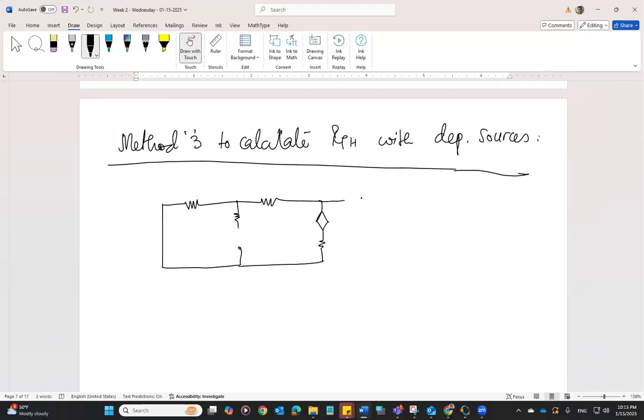And then I'm going to insert a test voltage source over here. And that voltage source, I'm going to assign a voltage. So I'm going to say V test is 1 volt.